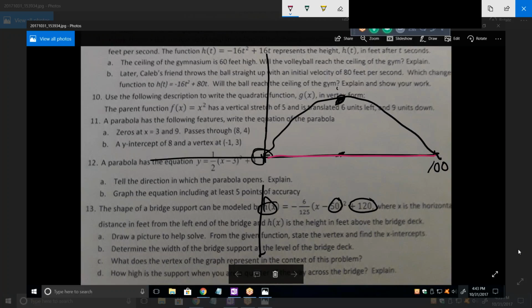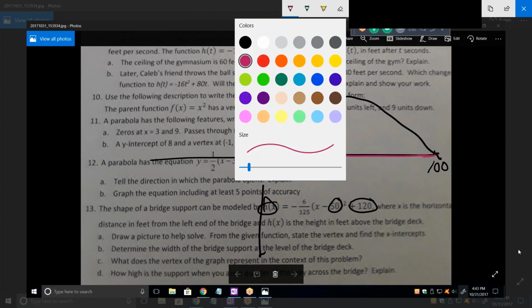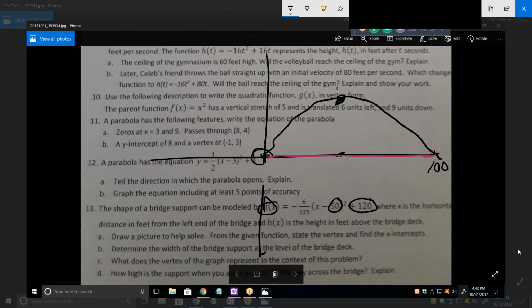And everything works now. In other words, we know our vertex is at (50, 120). We know our x-intercepts are at 0 and 100. We know everything about that bridge. Maybe. Determine the width of the bridge support at the level of the bridge deck.